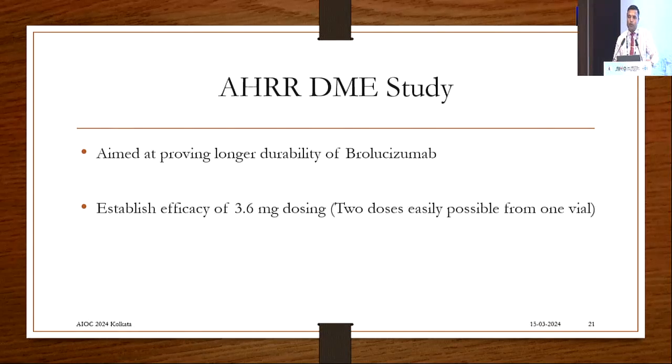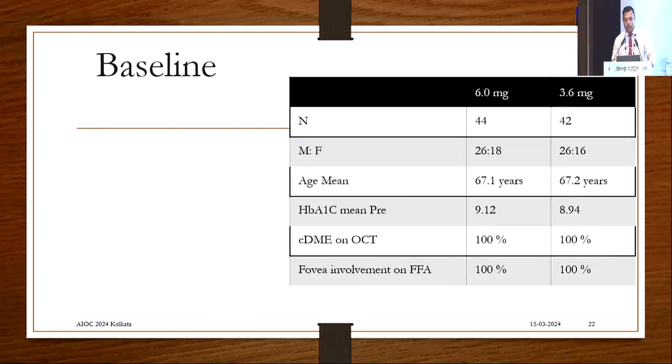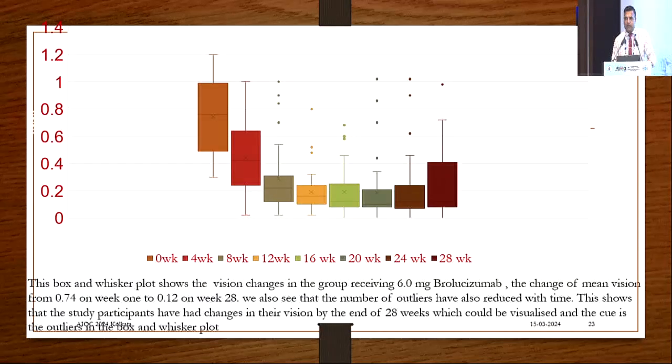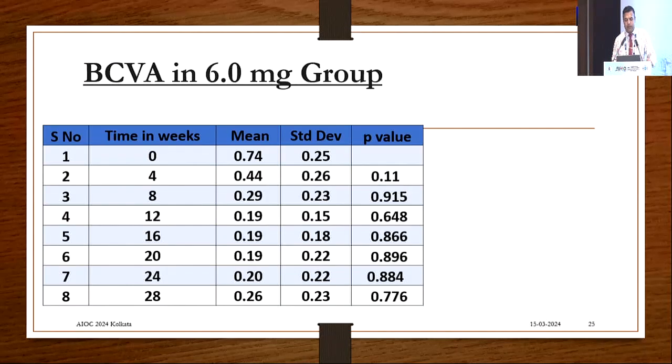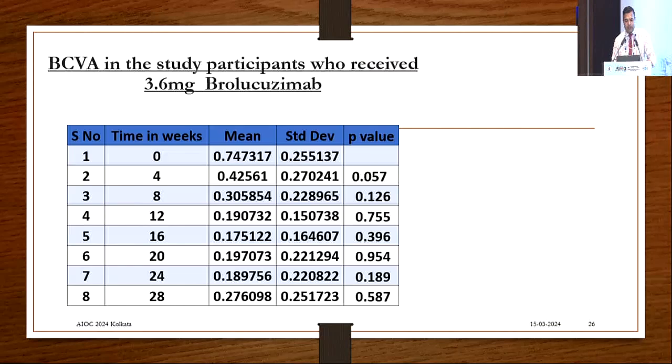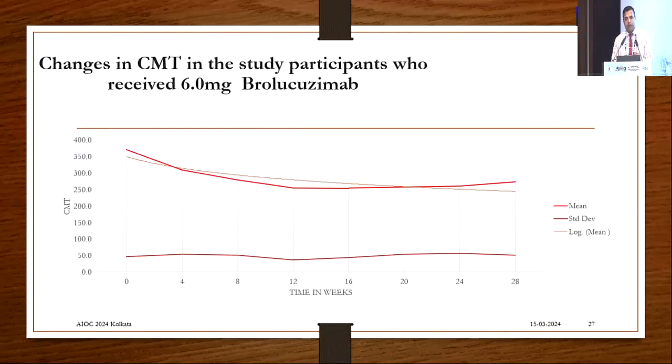So to tell you about the efficacy of brolucizumab, we did a small study in diabetic macular edema using a reduced dosage, that is 3.6 milligram dose. This compares to about 0.03 ml in your vial. We had two subgroups, equally matched in age and sex, and you look at this box and whisker plot, the change in visual acuity from first week till about 28 weeks, and this is the 6 milligram chart, this is the 3.6 milligram chart. They both look amazingly similar, and we talk about the best corrected visual acuity and the central macular thickness reduction. They're almost identical in both the subgroups.